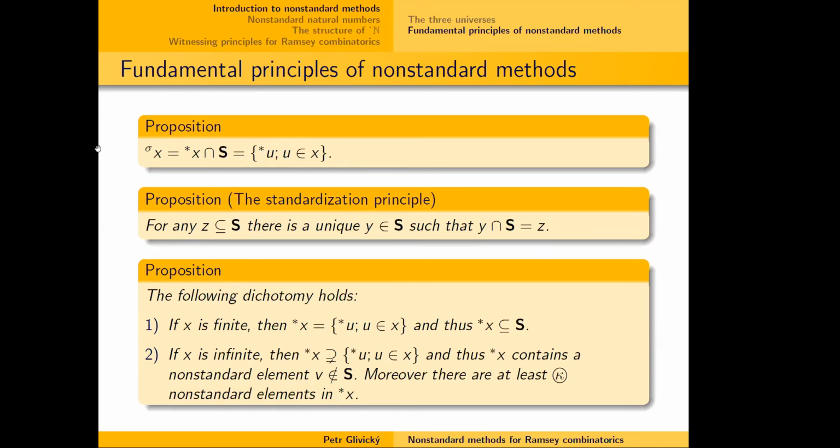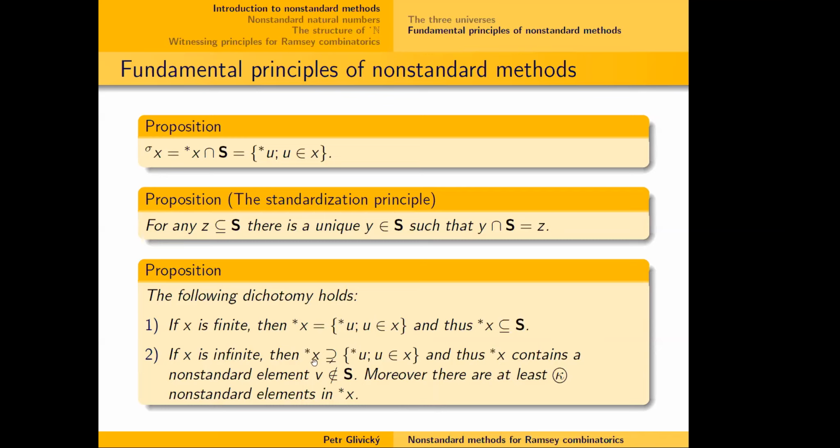And the last of the three propositions on this slide is the one which says how starring of finite and infinite sets works. So actually you have the two cases. When X is a finite set, then the star of the finite set is exactly equal to its standard part, basically exactly equal to the set of the stars of the original elements. But when the set X is infinite, this is no longer true.